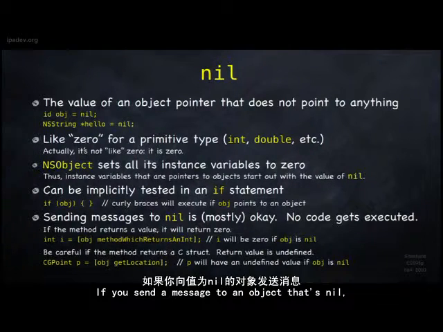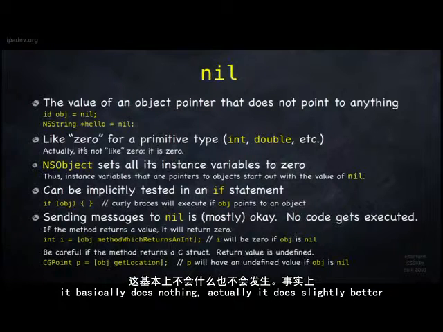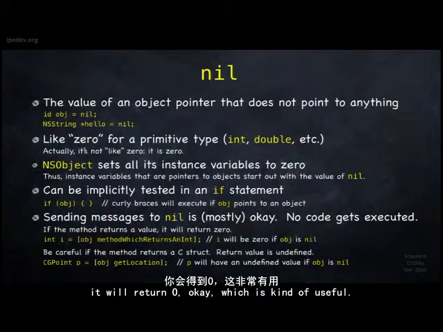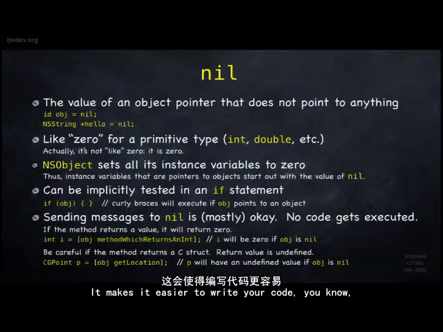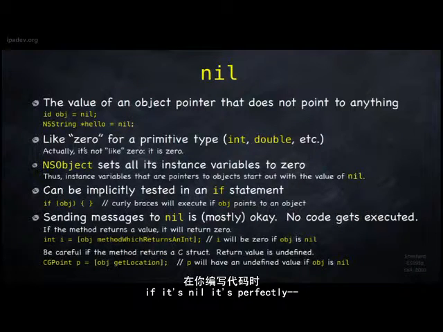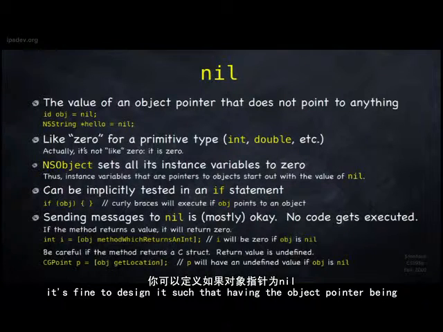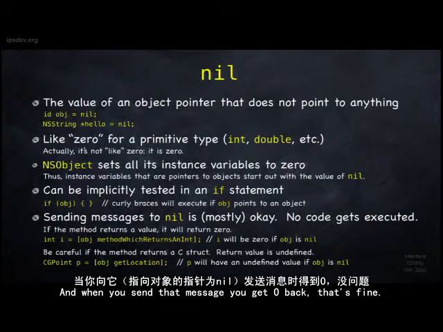If you send a message to an object that's nil, it basically does nothing. Actually, it does slightly better than nothing: if that method had a return type, it'll return 0. Which is kind of useful. It makes it easier to write your code. When you're writing your code, it's fine to design it such that having the object pointer be nil means something. And when you send that message and you get 0 back, that's fine.